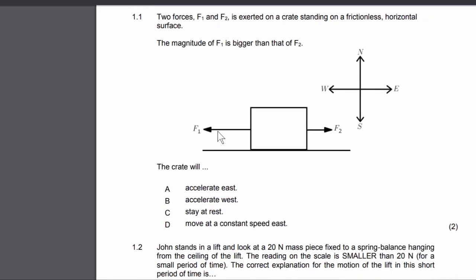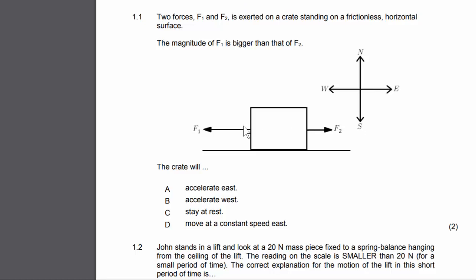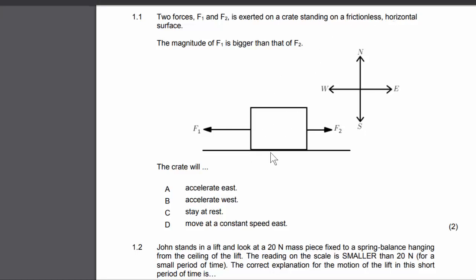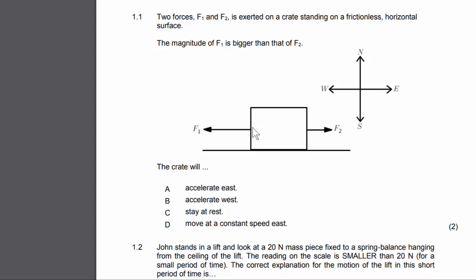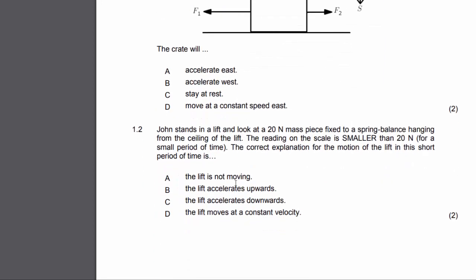Well, the force in the direction of F1 is bigger than F2, so there's a net force acting on this object to the left. There's no friction, it's a frictionless surface, so there's no friction to consider. There's a higher force in the direction of F1. So what will happen? Net force will cause acceleration, in the western direction. So the first answer is B, accelerate west.